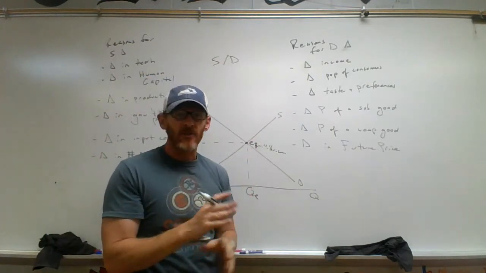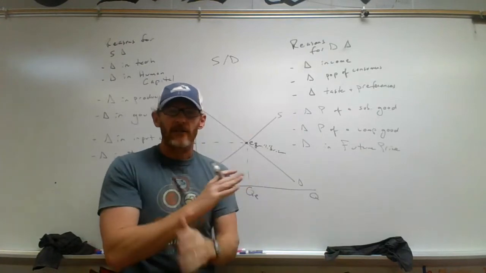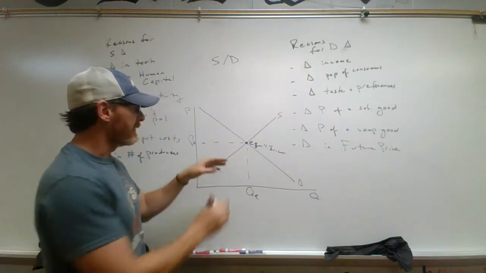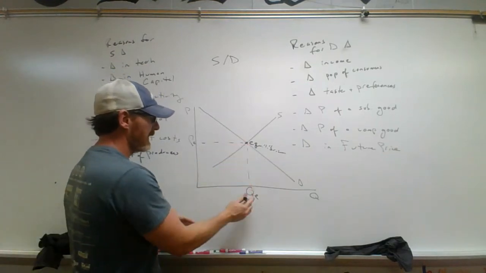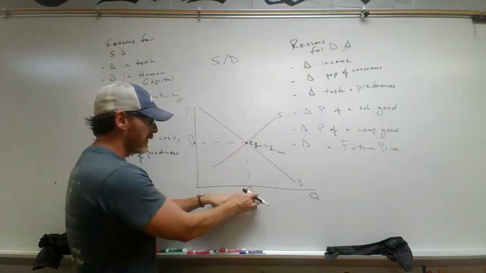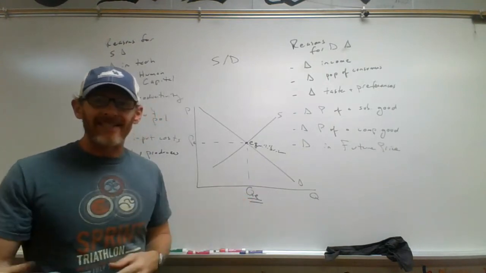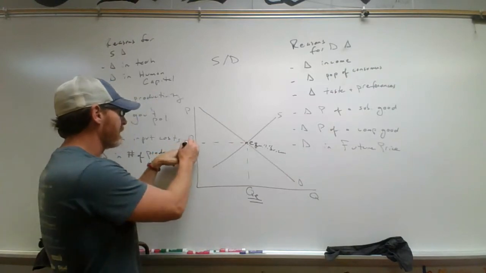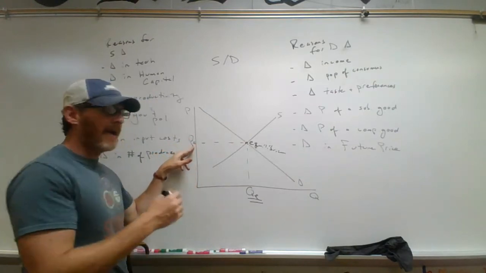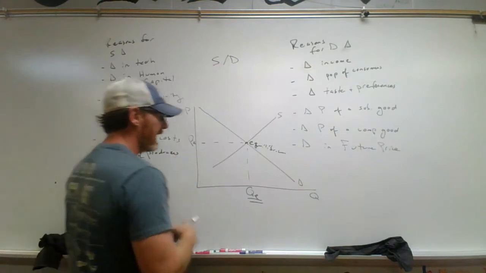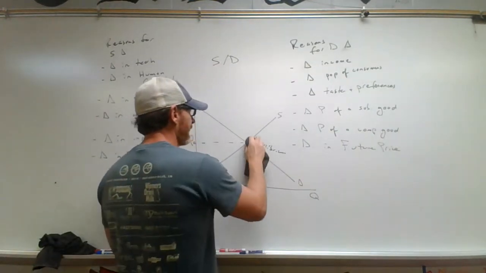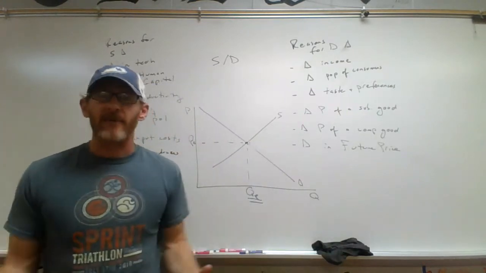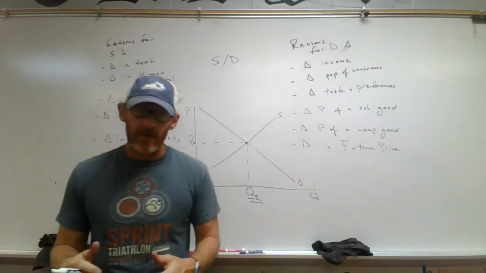Now that balance doesn't stay balanced forever. They are constantly moving, but this is our equilibrium point. And if you take this point and go straight down to the x-axis, we label that Q sub E for quantity equilibrium. And we go straight over the y-axis and we label that P sub E for price equilibrium. So whenever we have a supply curve hitting a demand curve, then we say that that market is in equilibrium. Equilibrium means in balance, okay?